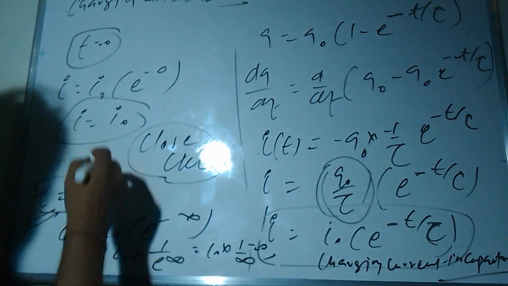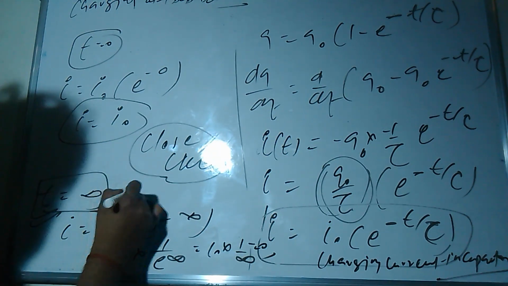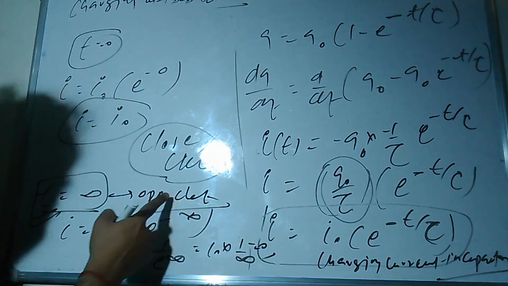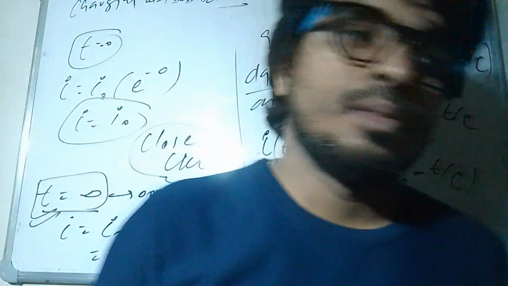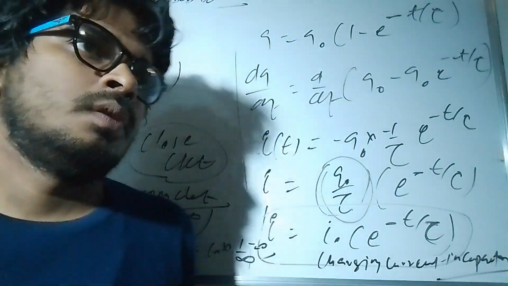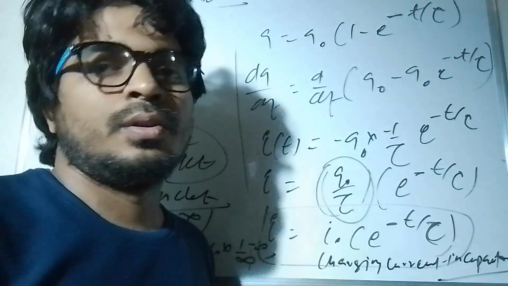So it is now an open circuit. This is very important. The application always comes in your paper, so you need to take care of this relation. First I am doing discharging of the capacitor, then I will take numericals on it.